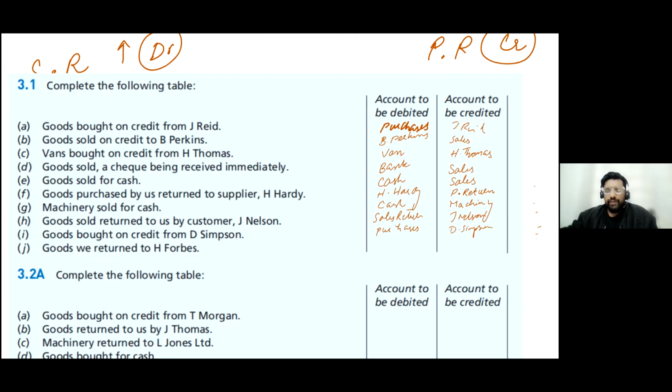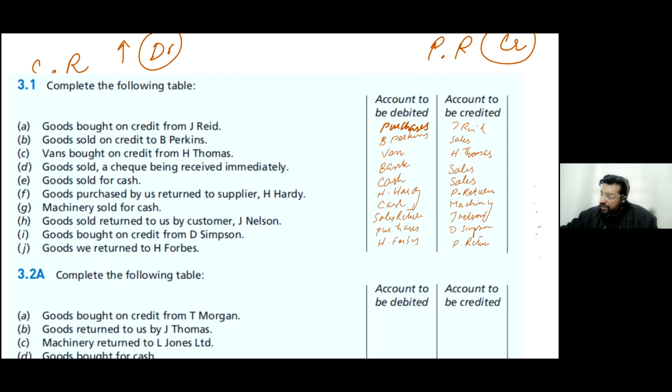Goods we returned to H. Forbes. So we returned some of the goods. Sales return debit. Oh, we return goods, sorry. Because we return, it means that's purchase return. Purchase return credit, and H. Forbes was a liability. Now a liability is decreasing, so we debit it. Okay, I hope it makes sense.